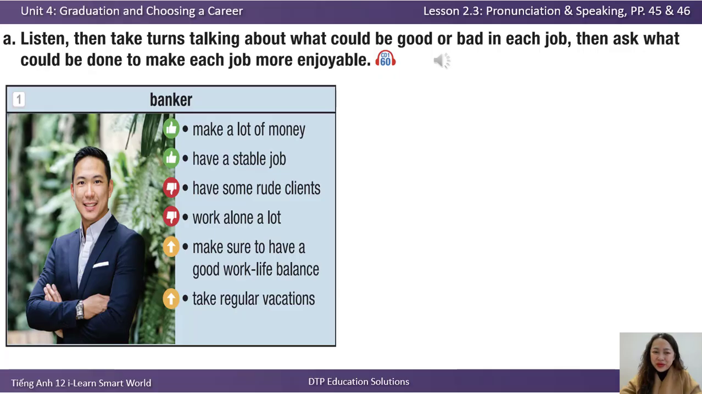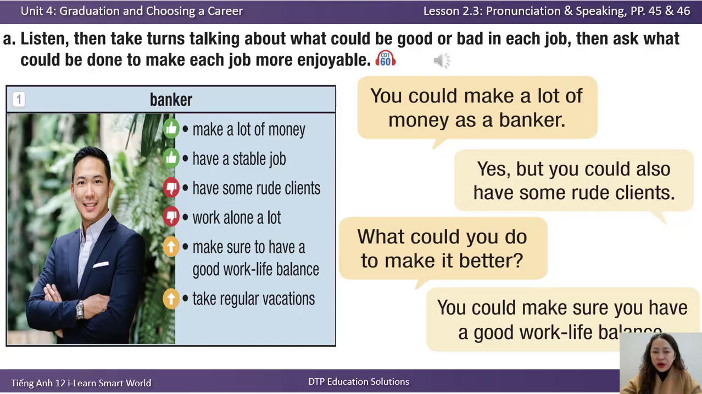Let's practice together before we move to the pair dialogue. I ask, and you can respond using a slide as a guide. Here's an example. You could make a lot of money as a banker. Your turn. You could do this to make it better.